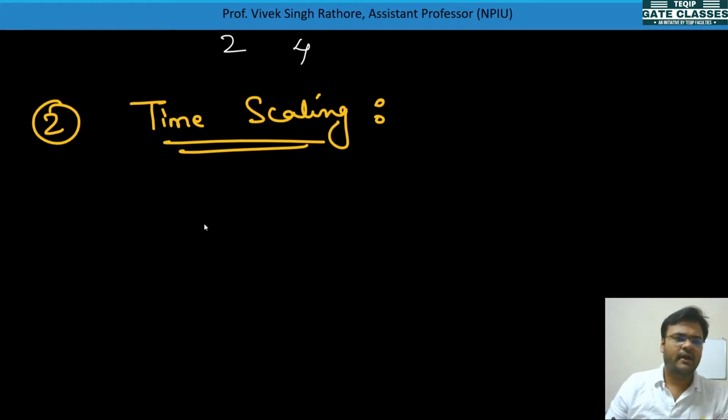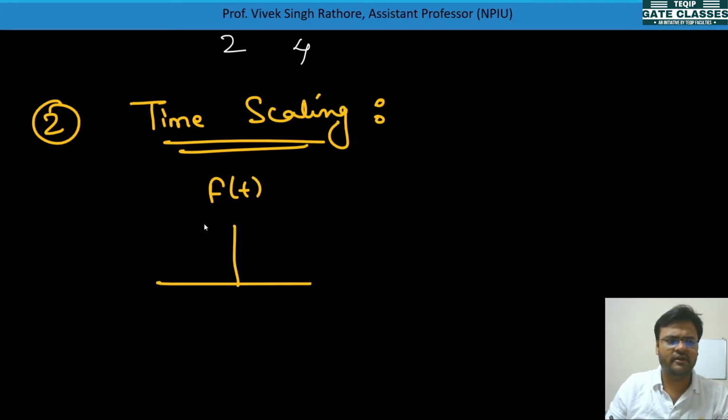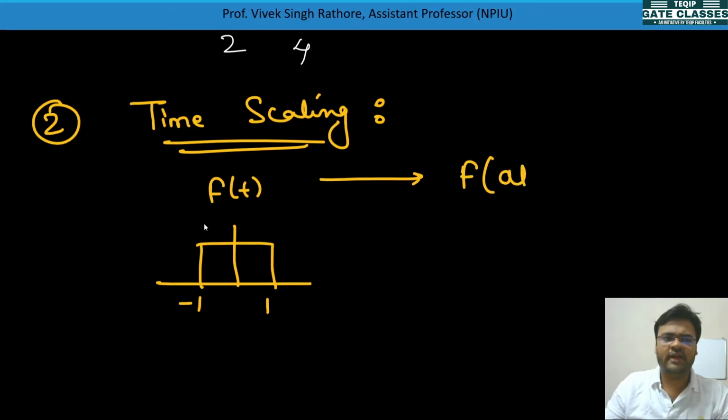Let's suppose f(t) is a signal, and we will take our rectangular pulse from minus 1 to 1. This is our f(t). Now you need to scale it. For scaling the time domain, we multiply t with a. Now a can be either greater than 1 or less than 1.